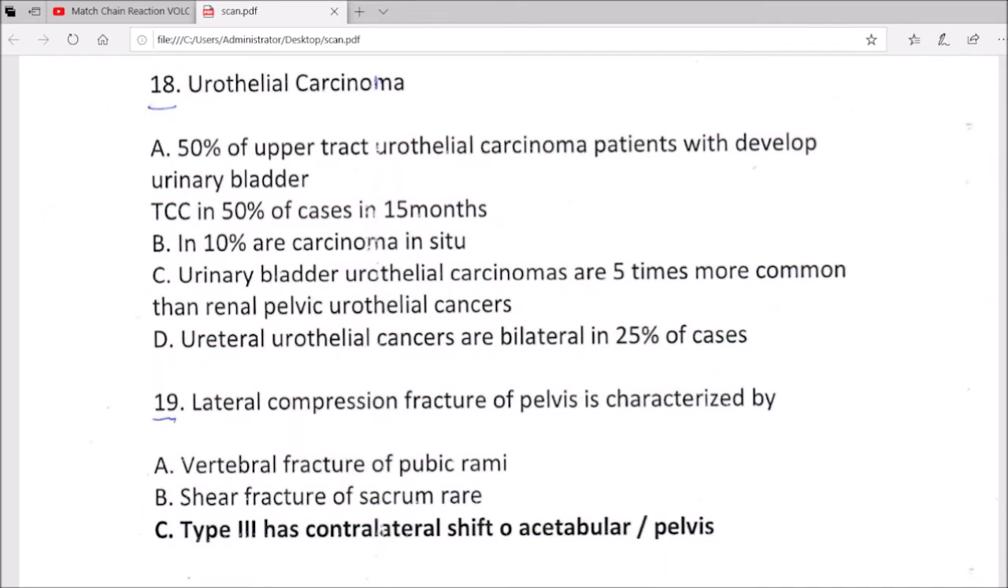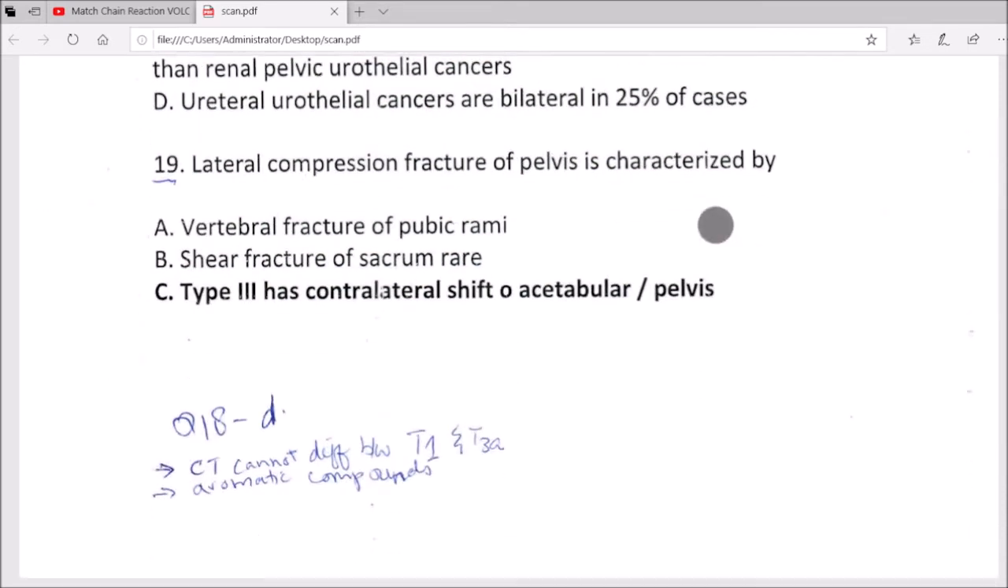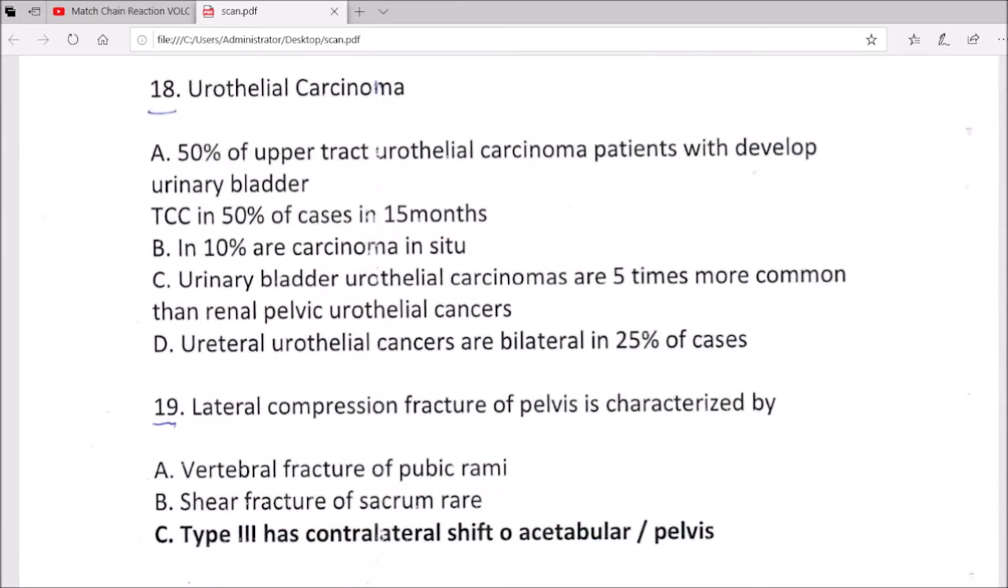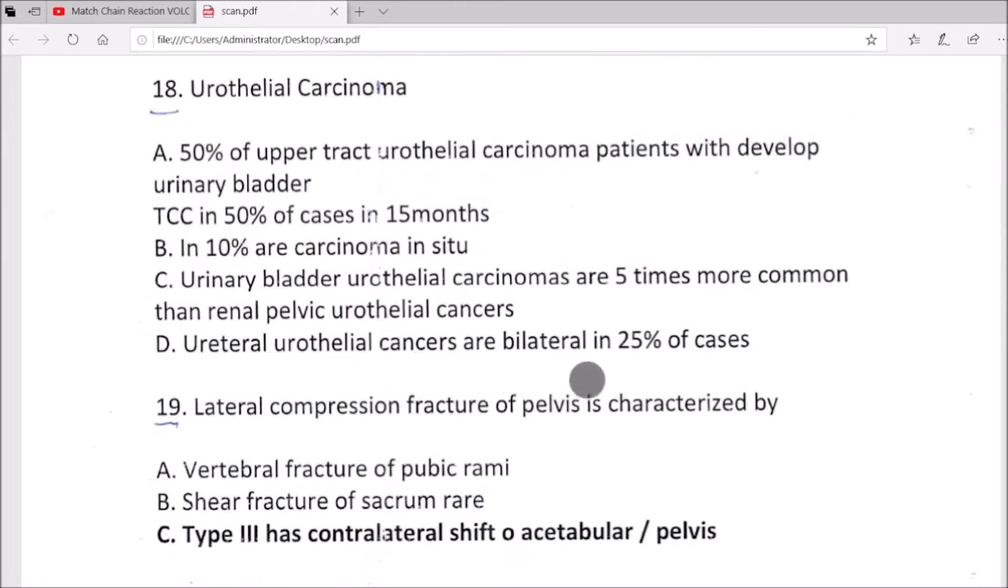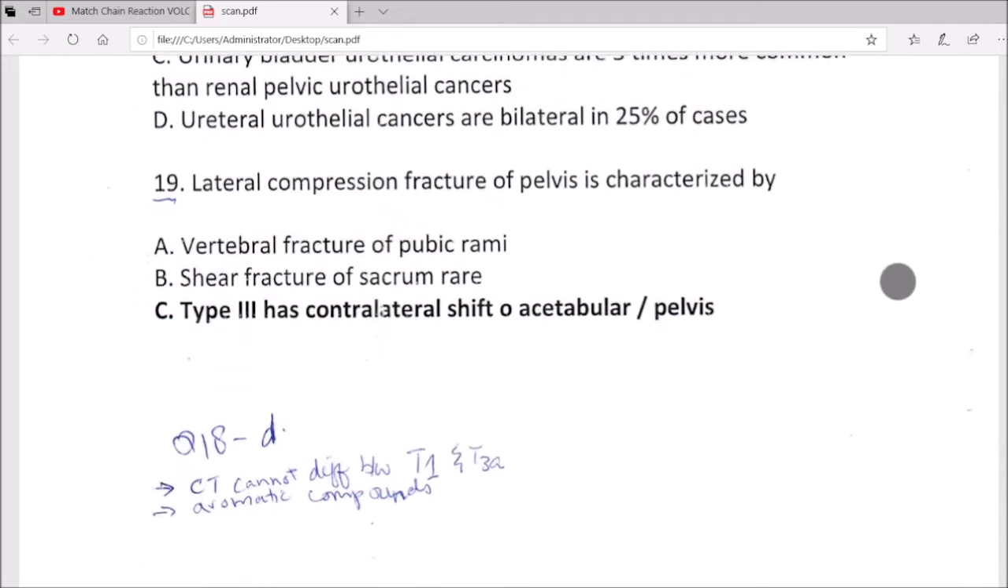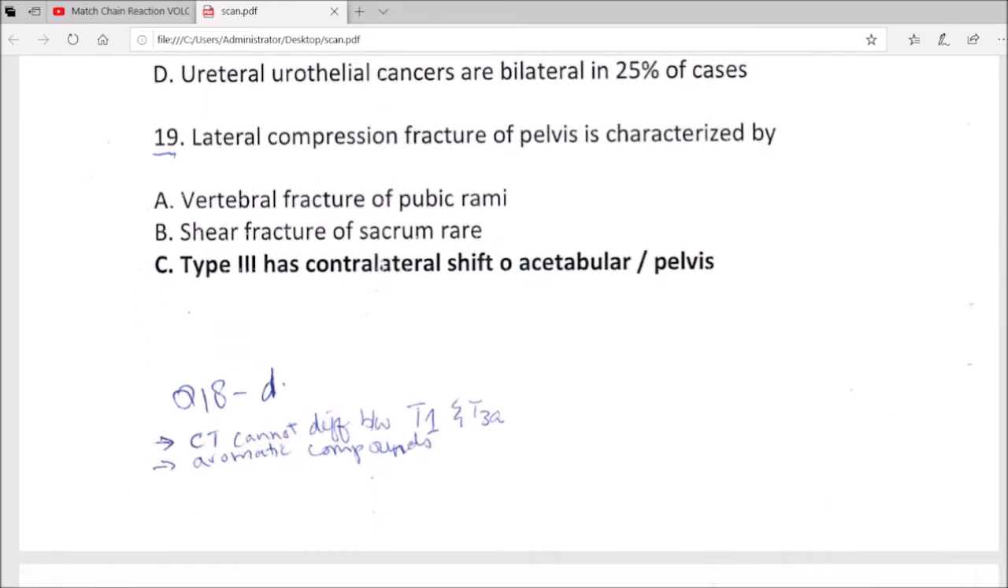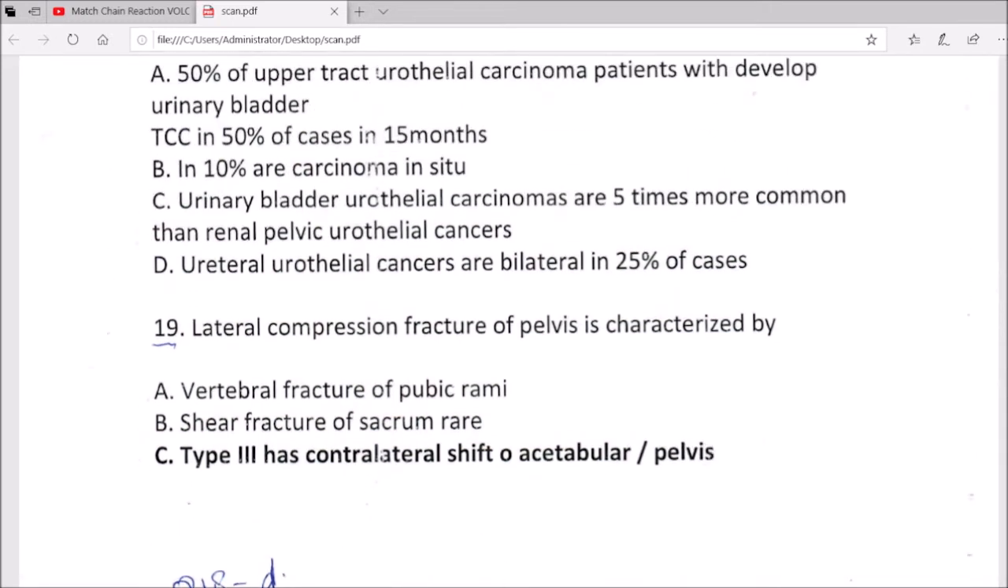Upper tract urothelial cancers are bilateral in 25% of cases. The answer is D. In other MCQs, CT cannot differentiate between T1 and T3A. And aromatic compounds cause urothelial or bladder carcinoma, and this one shows urothelial carcinoma cancers are bilateral in 25% of cases.